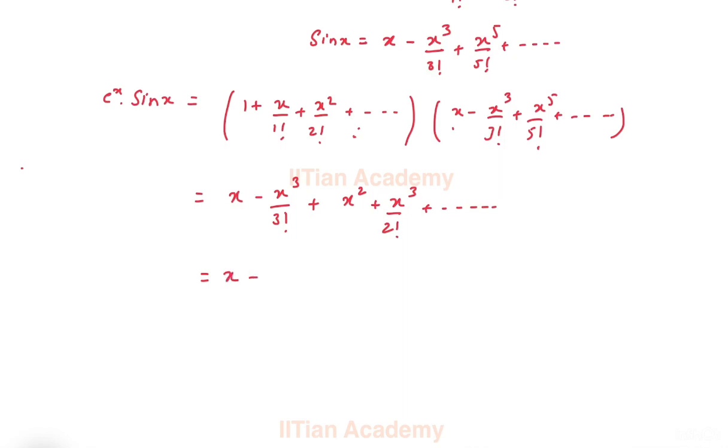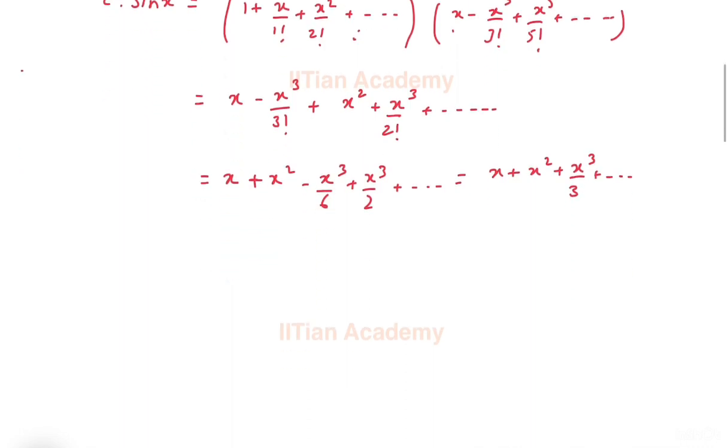So x plus x square minus x cube by 6 plus x cube by 2 and so on. So we get x plus x square plus x cube by 3 and so on.